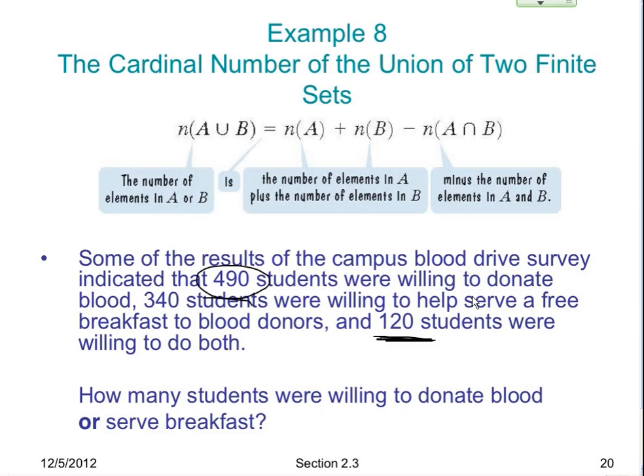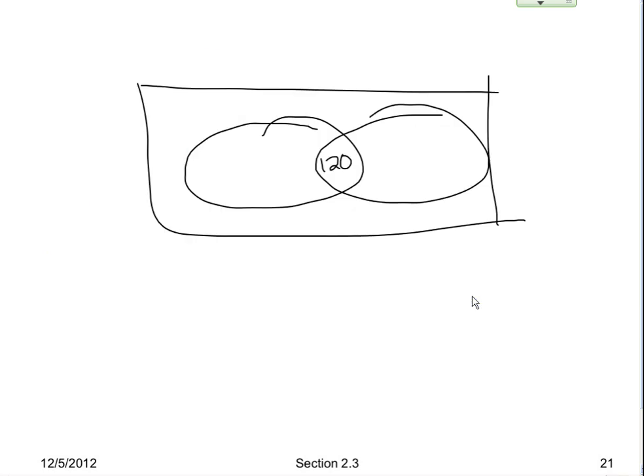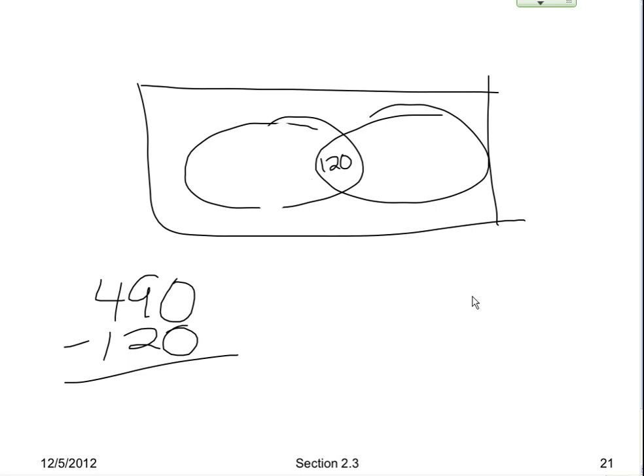We had 490 students that were willing to donate blood. That includes the 120 students that were willing to do both. So we've got 490 students that were going to give blood, but that includes the 120 students that were willing to do both. So if we just want this area right here, those only willing to give blood and not serve a free breakfast, we would have 370 students that were willing to just give blood.